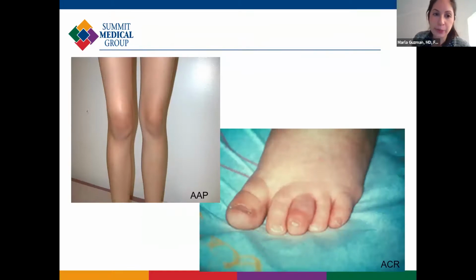So these are just some photos from the AAP and the ACR, which is the American College of Rheumatology, of children with JIA. On the left side, there's obviously a very swollen right knee in the child. And on the right side is a photo of dactylitis, or a swollen toe. You can see that third toe is pretty significantly swollen. And we see this in children who have psoriatic arthritis.